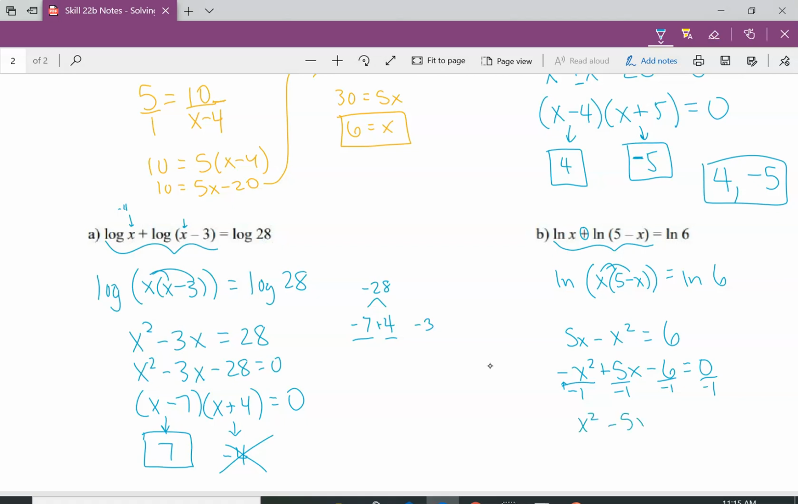And that gives me x squared minus 5x plus 6 equals 0. So two numbers that multiply to 6 but add to negative 5, well, that would be negative 3 and negative 2. So this will factor as x minus 3, x minus 2. This gives me 3, this one gives me 2. And it looks like both of those answers do work when I plug them in. So if I plug in 3 here, I'm good. And if I plug in 3 here, I'm good. If I plug in 2 for each of those, still good. So those are my two answers.